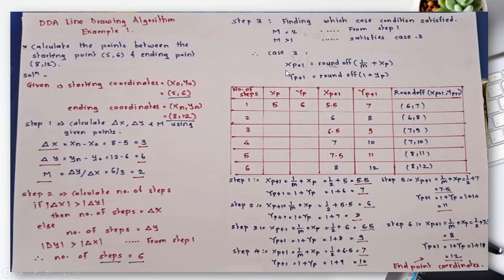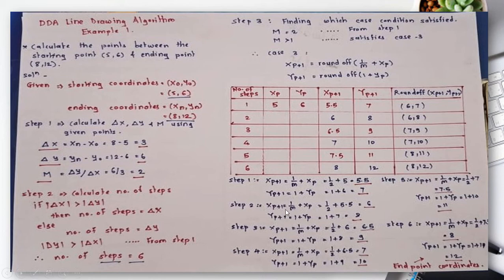The formula here is xp plus 1 is equal to 1 upon m plus xp. So 1 divided by 2 plus 5 is equal to 5.5, and this 5.5 is kept here. And we are going to increment yp by 1 to get yp plus 1. So 1 plus 6 is equal to 7. This 7 value we are going to place here. So whatever values are achieved from step 1, they will act as the starting point for getting the next points of that line.